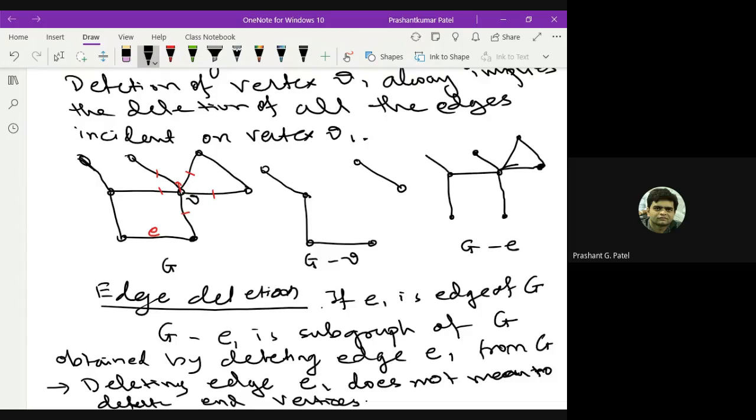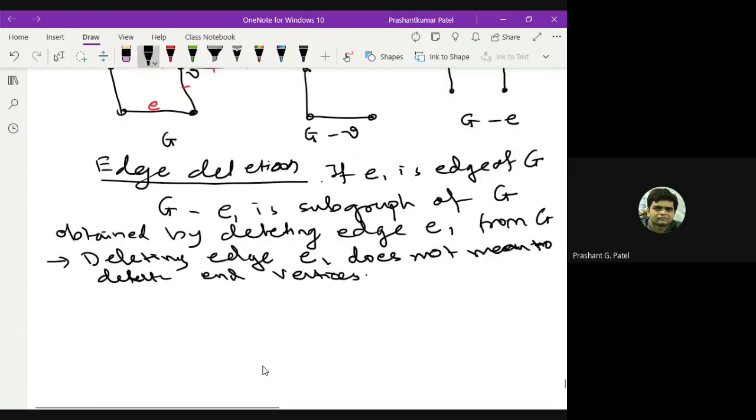All remaining things are there. So you can see that all other vertices and all other edges will remain the same. Only the edge E is removed. So that is called edge deletion. So G minus E1 is actually G direction E1 also, I can say.